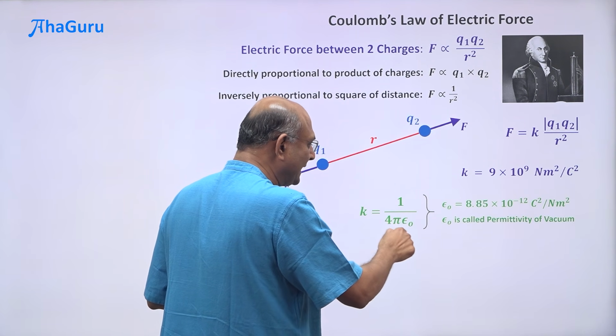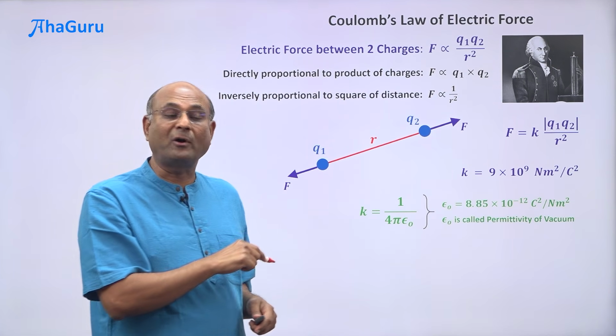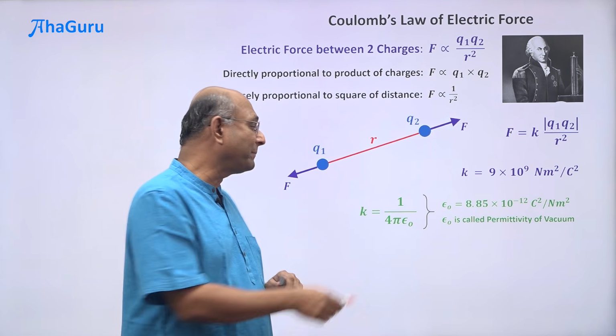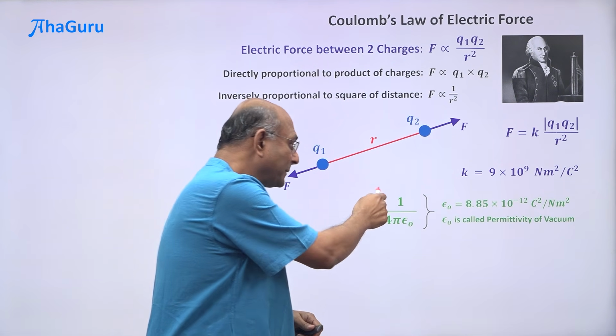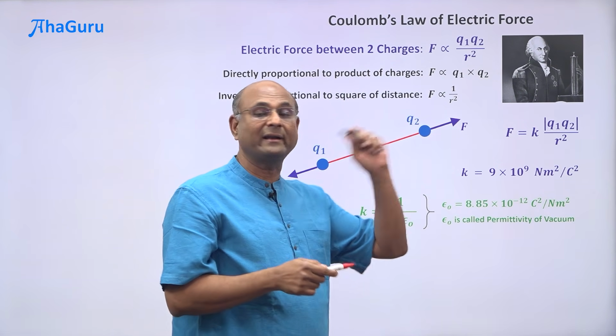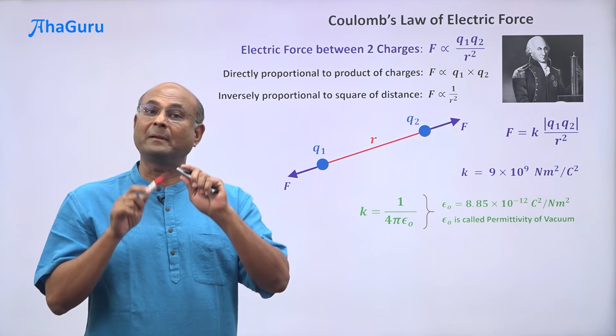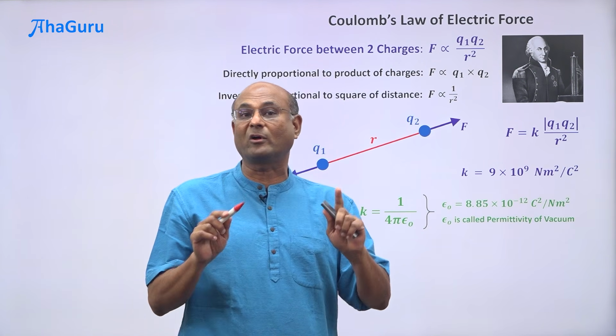So often you will see this coming up in the formula. F will be written as 1 by 4 pi epsilon naught Q1, Q2 by r square. But remember, 1 by 4 pi epsilon naught is a constant, K, 9 into 10 to the power of 9. When I'm solving problems, I'll use this constant more often.